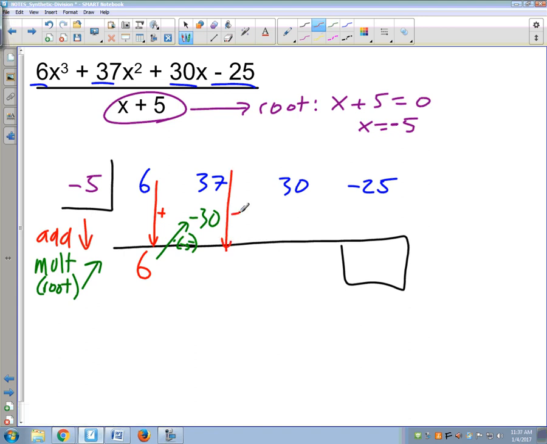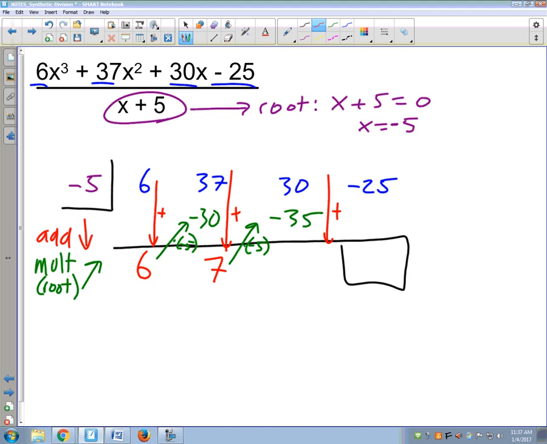So adding going down, 37 plus -30 is 7. And then we will multiply by the root. So times -5. 7 times -5 is -35. And then add, and then multiply, and add, and multiply, and just keep going until you're done. You don't have any space left.